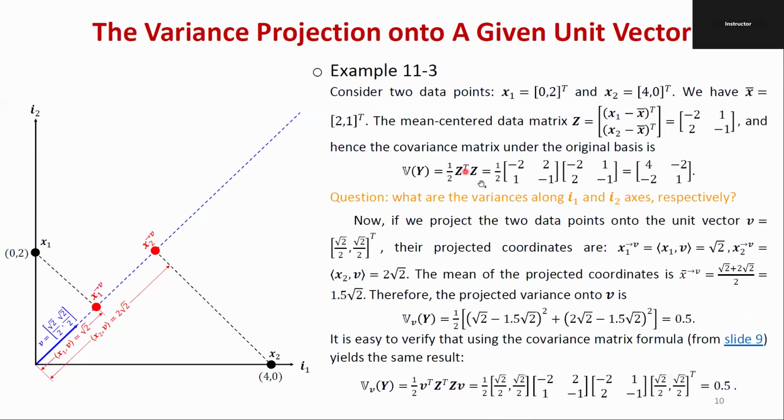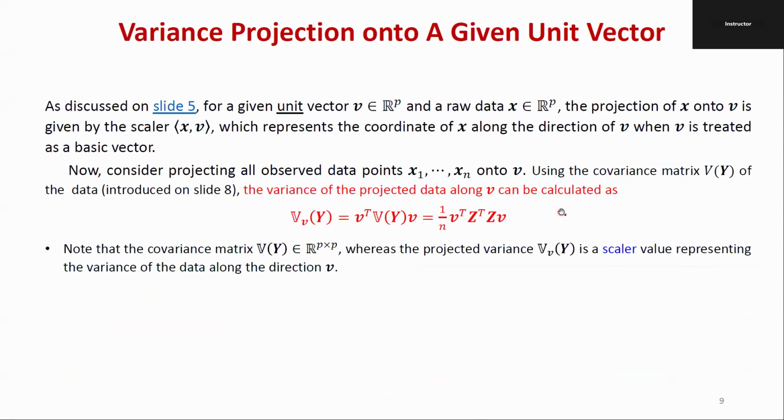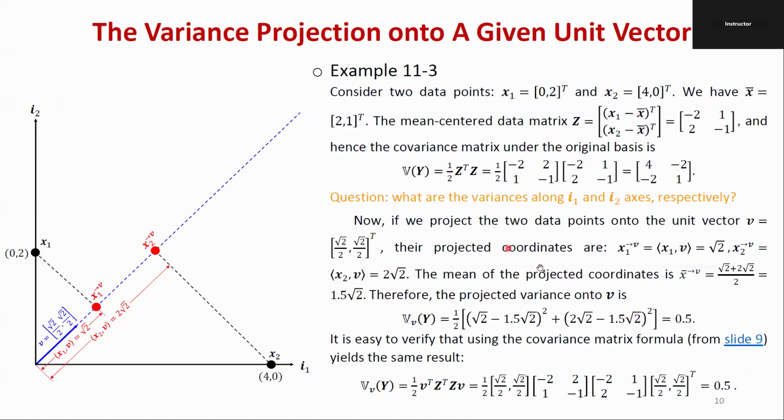Okay, now I want to verify that this formula is correct. Remember, we've already got a Z, and I know what V is. V is square root of 2 over 2, square root of 2 over 2. I just plug everything in, and you will get exactly the same result, which is 0.5. So this is just a baby example to show you that this result is correct. For each point you project onto it, but you are computing the variance, and hence you have both left and right multiplications, and hence you get this form.